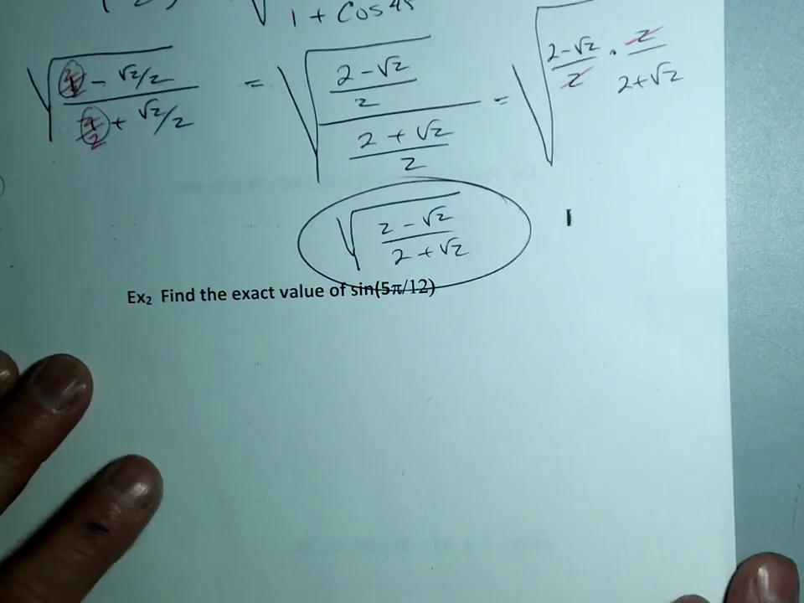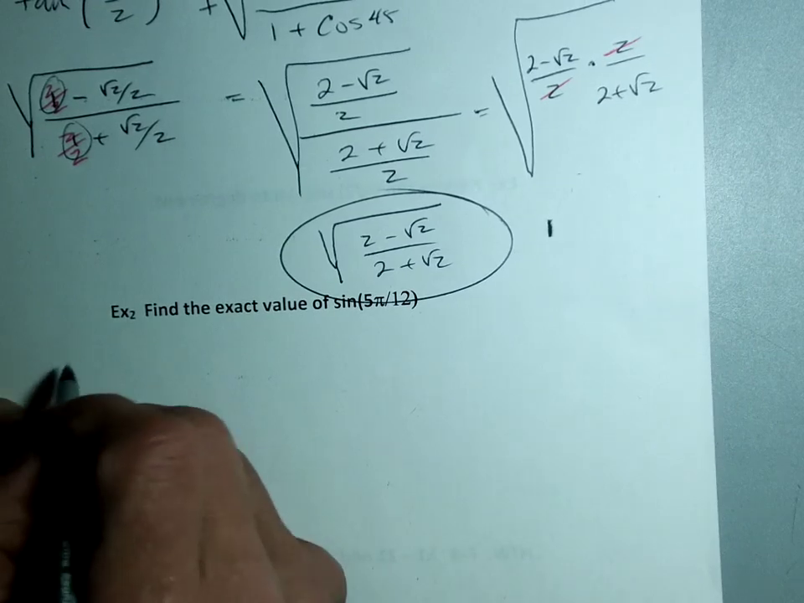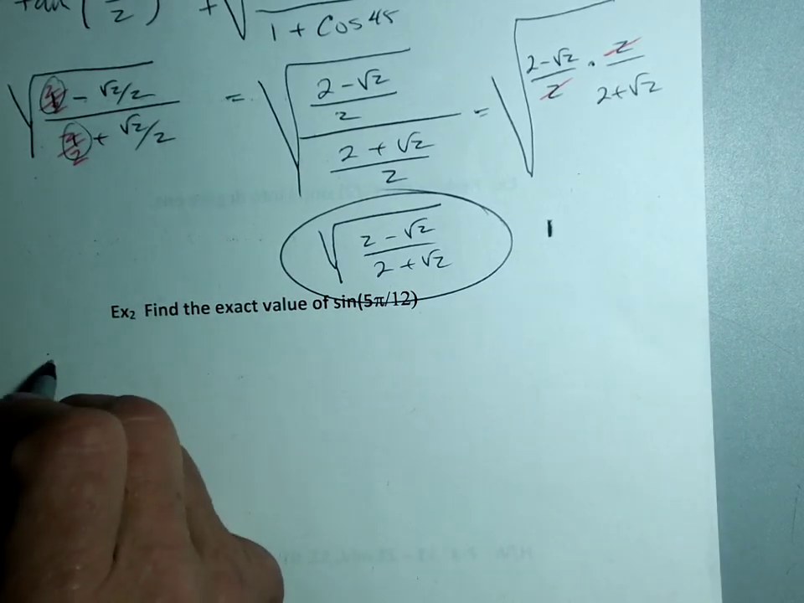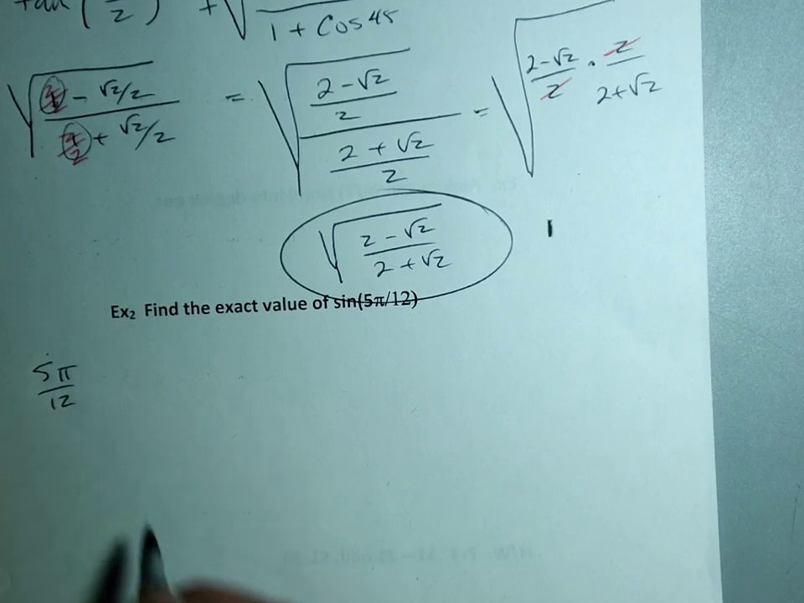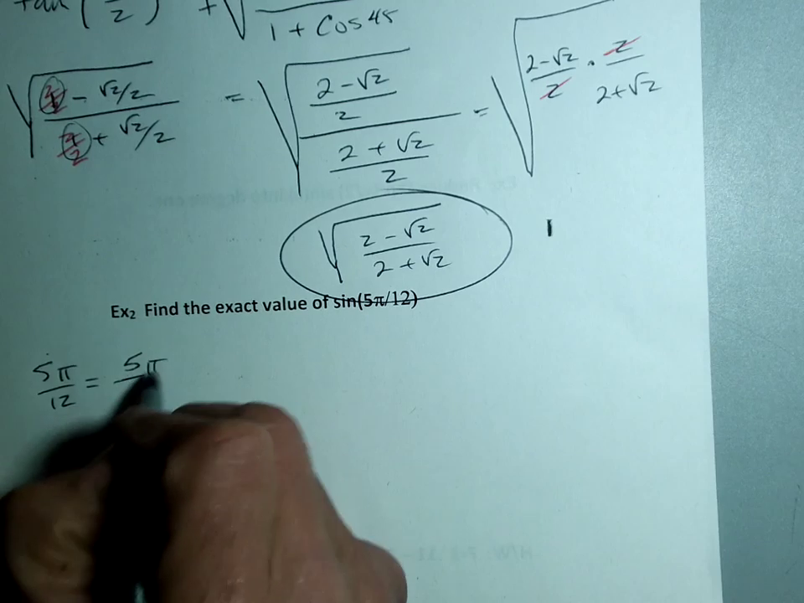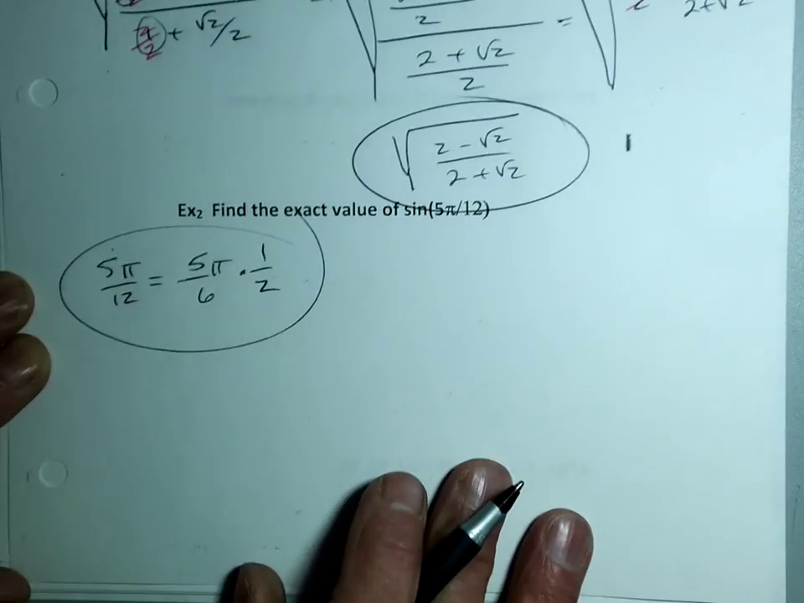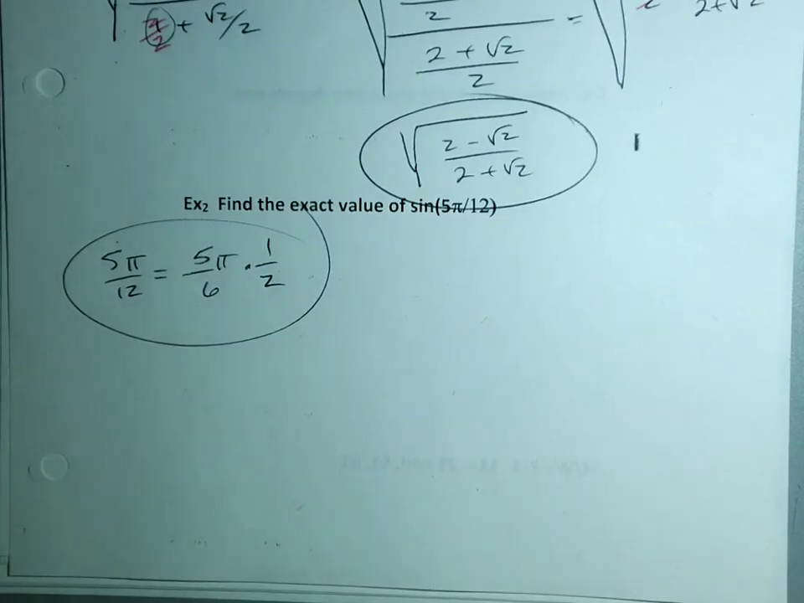Okay, example 2. It's still a half angle. You see, if I took 5 pi 12ths, that's the same thing as 5 pi 6 times 1/2, okay? First of all, before you even go further, you have to be able to see this. If I take half of 5 pi 6, I get 5 pi 12ths. So this is a half angle formula. It's really 5 pi 6 over 2.